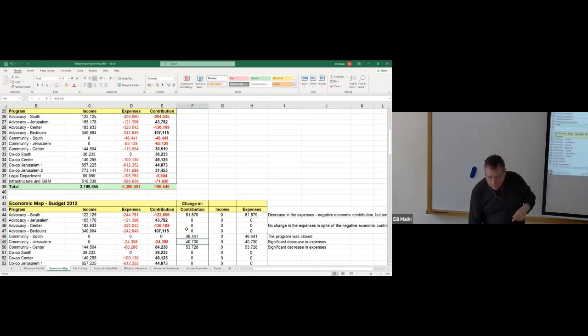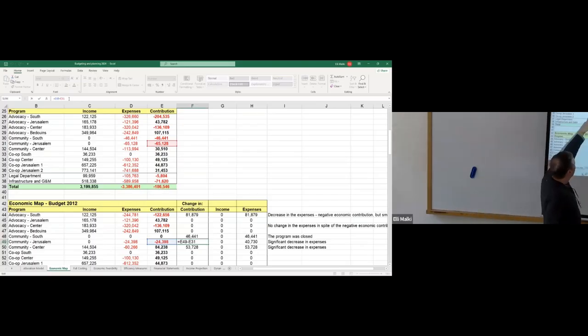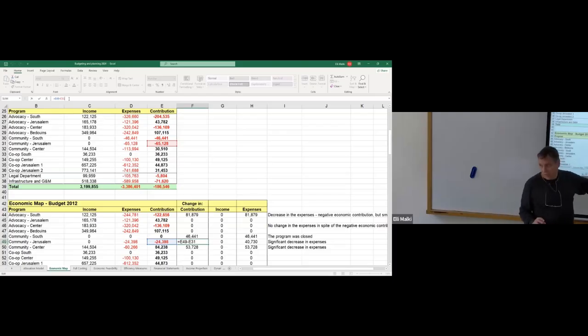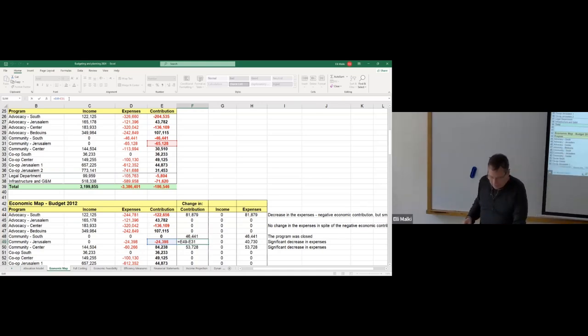Here, let's see what happened in the community Jerusalem. So again, there is a positive effect on the economic contribution. What we see here is that this program again was with no income. There were expenses of 65,000, and it was reduced significantly to 24. So about 2/3 of the program was basically closed, and that created a positive change of 40,000, a significant decrease in expenses.